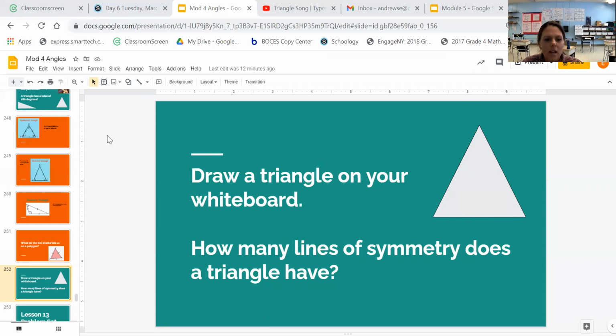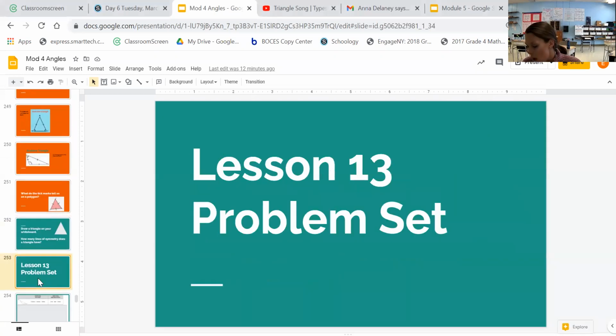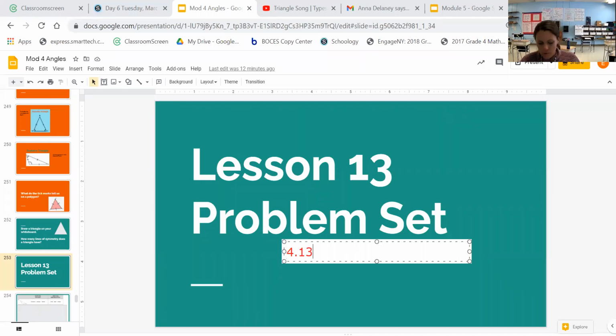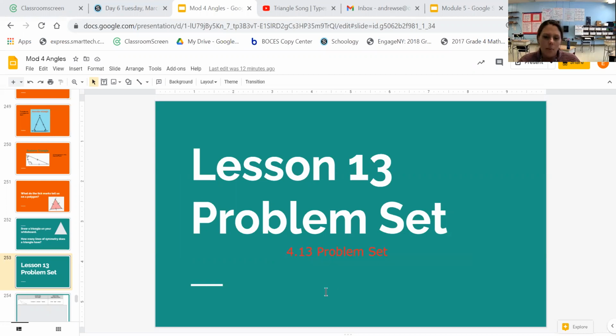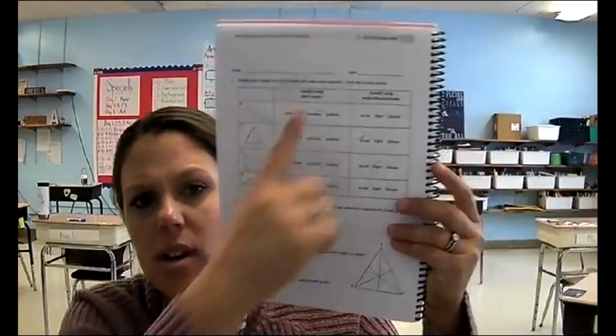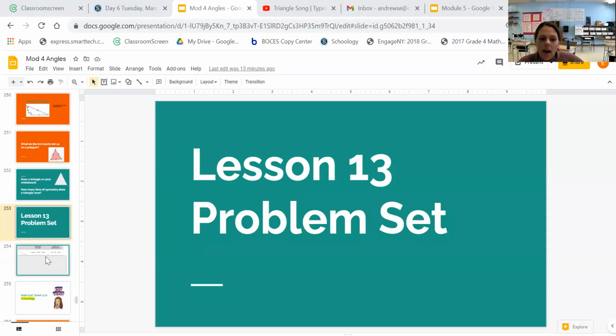All right. So if you can flip to problem set 13, it's lesson 13, so I think it's 4.13, and it's problem set. There's 2 pages, but we're going to start on the one that says 4.13 problem sets. Should look something like this. Make sure it says problem set, and then we're starting at question 1. We're going to classify those triangles.